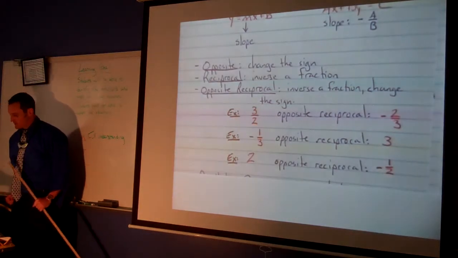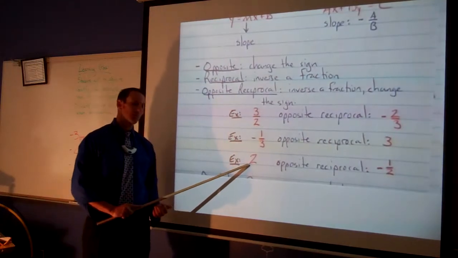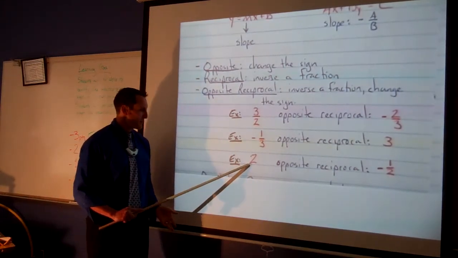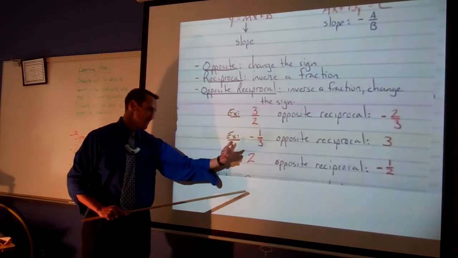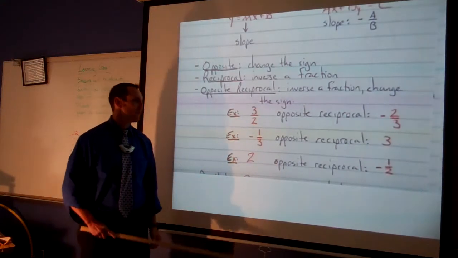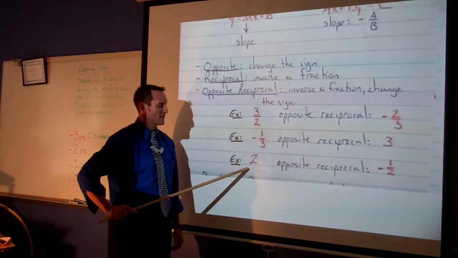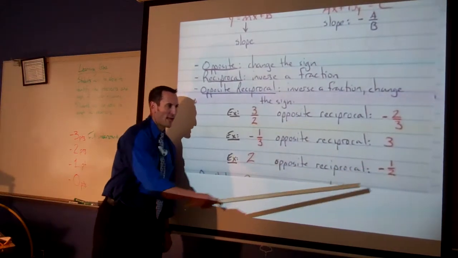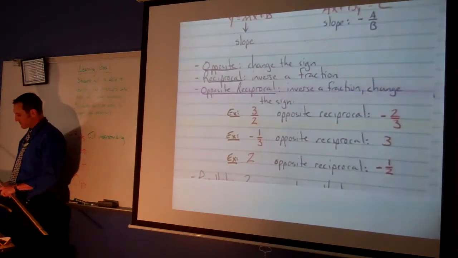We also have another example, the number 2, the opposite reciprocal of 2. Opposite would be, again, change the sign. And then when we flip 2, remember 2 is a fraction over 1. So when we flip 2 over 1, we get 1 over 2. So the opposite reciprocal of 2 is negative 1/2. So that is how opposite reciprocal works.